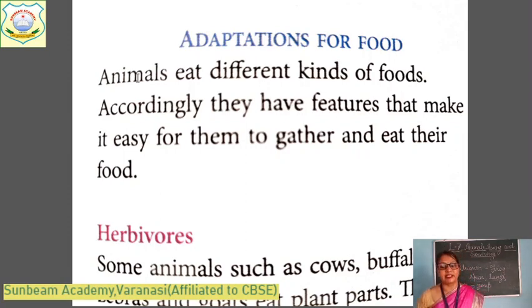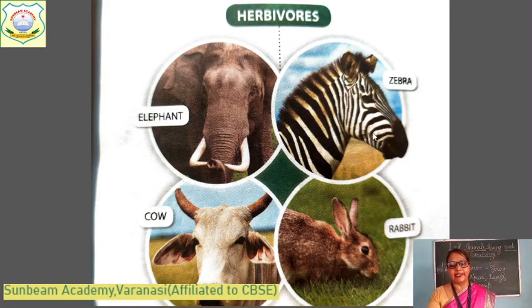Herbivores: some animals such as cow, buffalo, zebra and goat eat plants and plant products. Elephants have a special type of trunk. It uses its trunk to eat the branches and leaves. And the giraffe has a long neck. It uses it to eat leaves from the branches and trees. Cow and rabbit all eat plants and plant products. They have a special type of teeth to chew the food. These are called herbivorous animals.